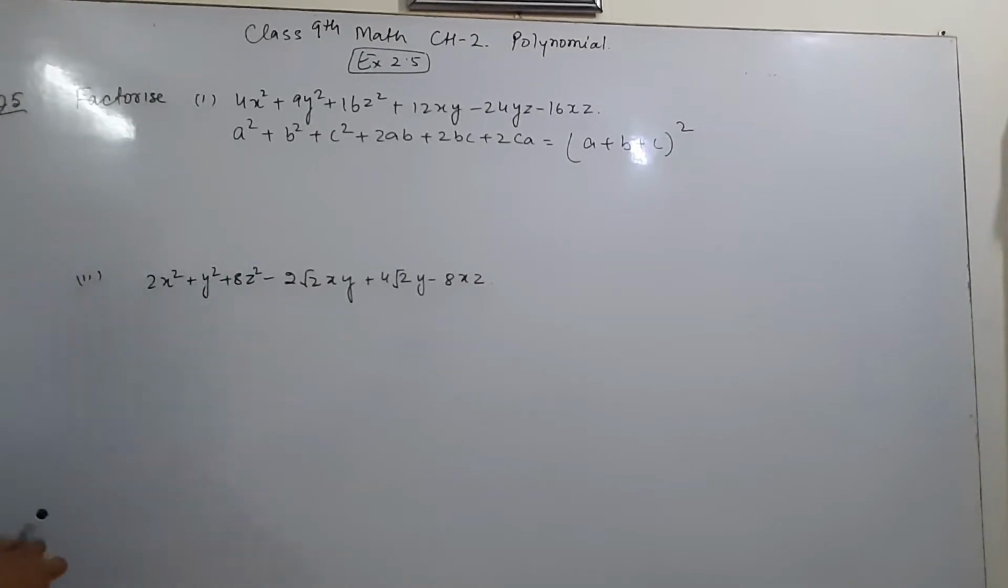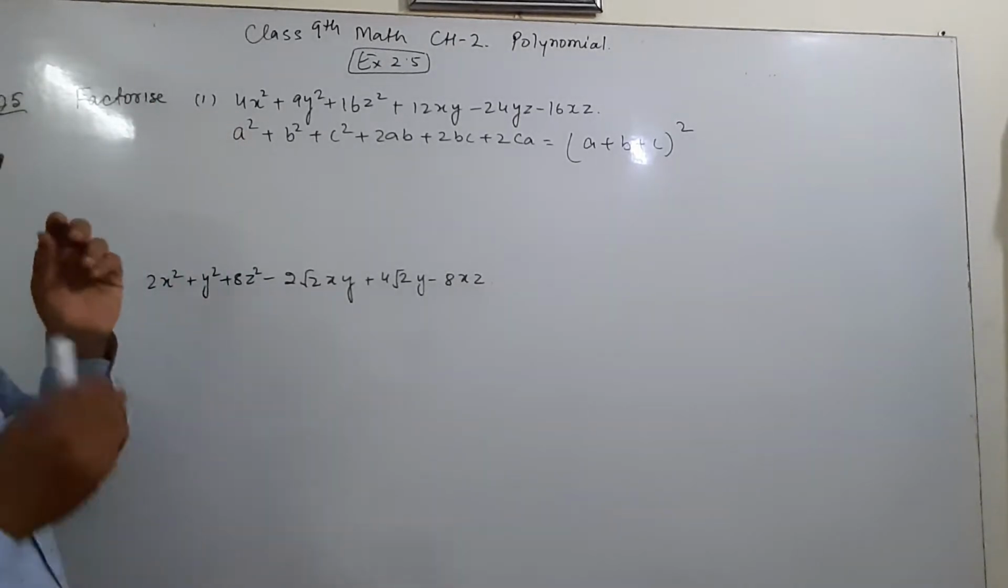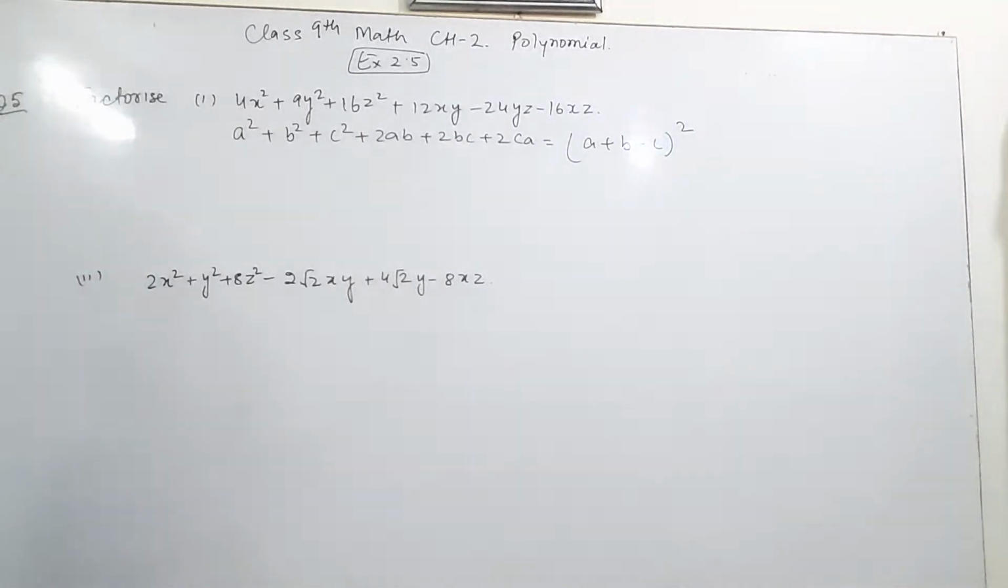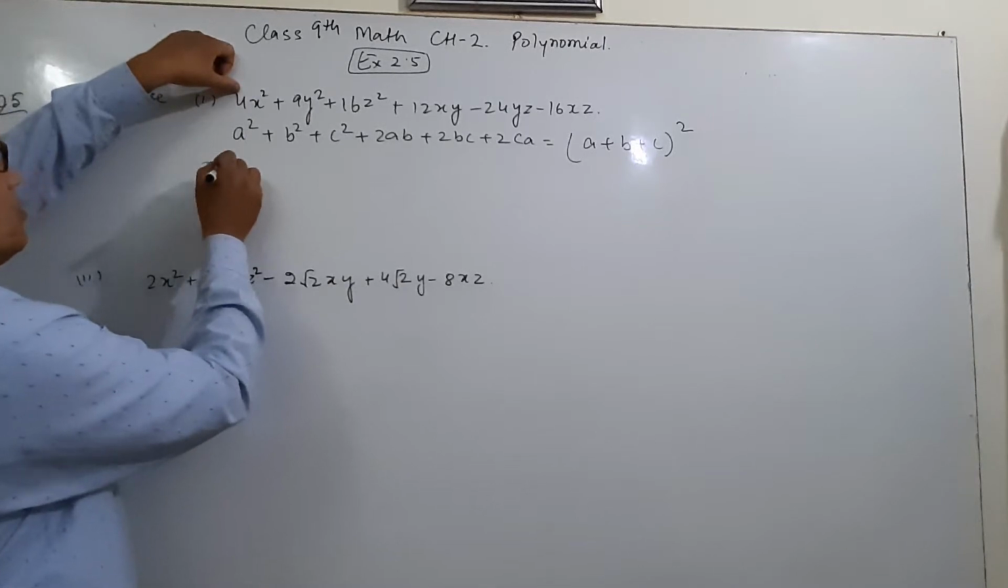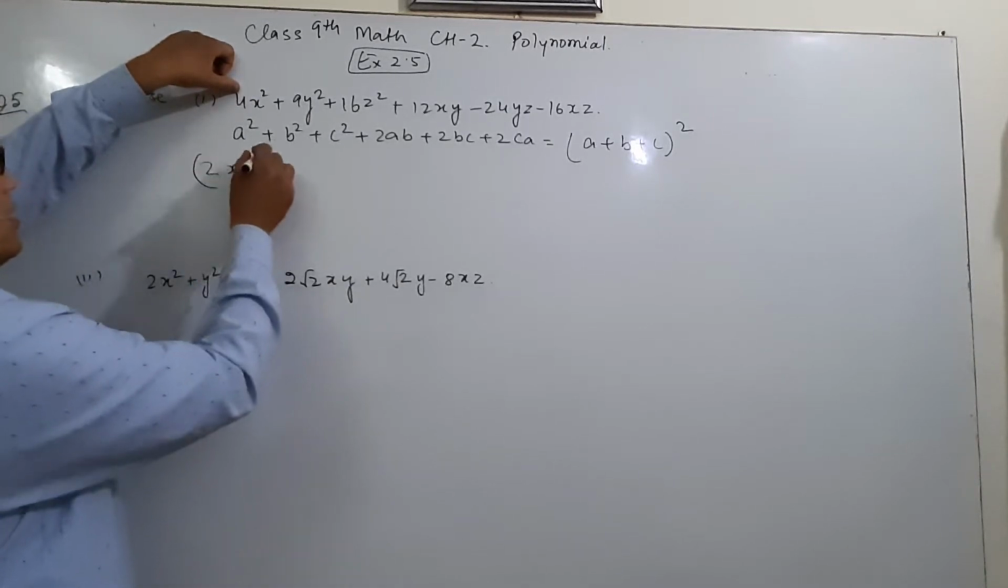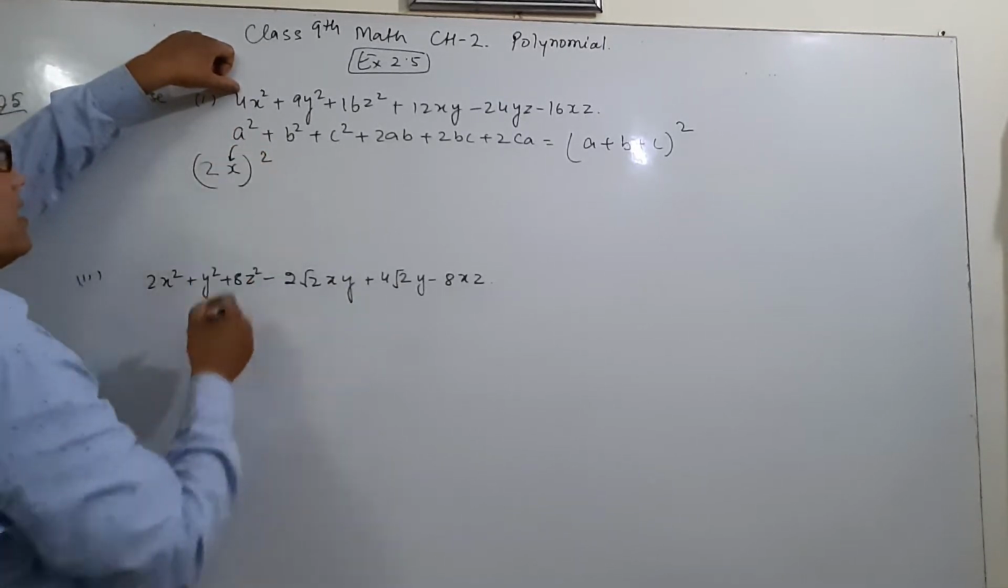Now what is our main purpose? We have to convert it into a whole square. 4 is the square of 2. It means (2x) whole square. It means this will act as a.